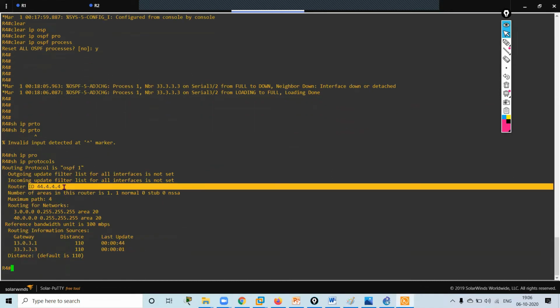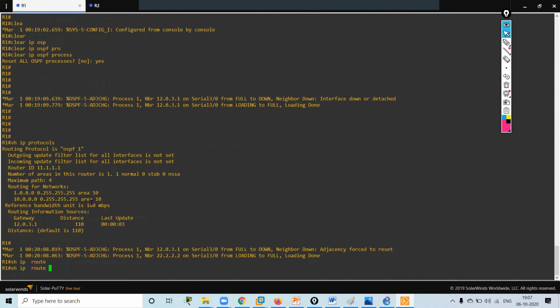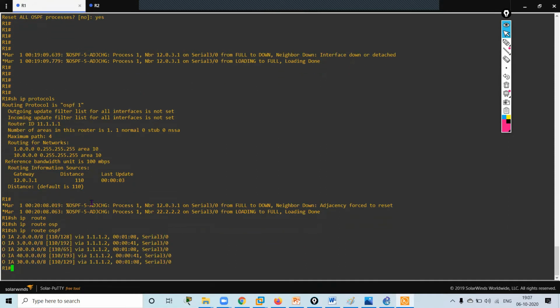See the router ID over here. In this way I can change the things over here. Got it? Now if I see the routing table, show IP route OSPF, I am getting OIA routes. OIA routes means inter-area routes. OSPF inter-area routes means other area routes. OIA routes are advertised by some other area.